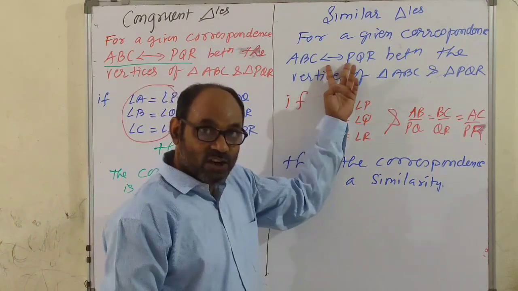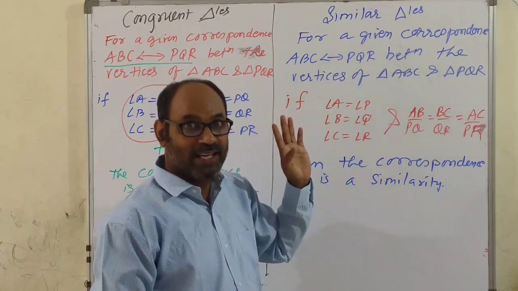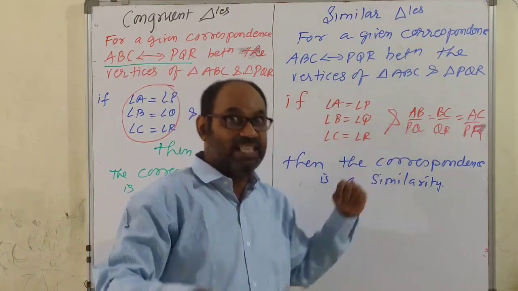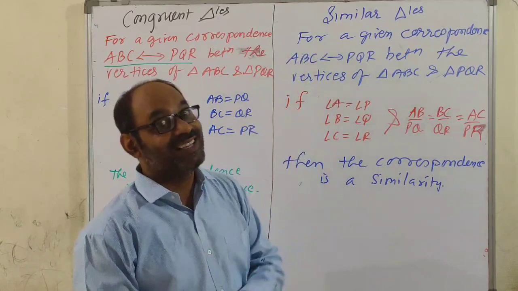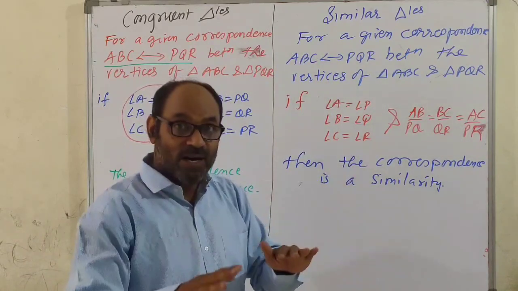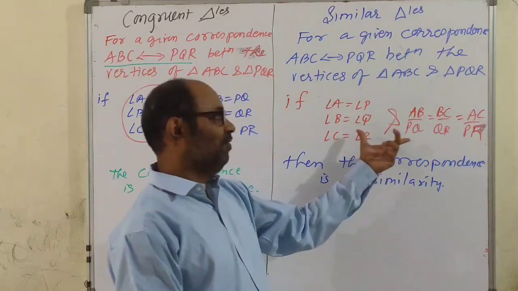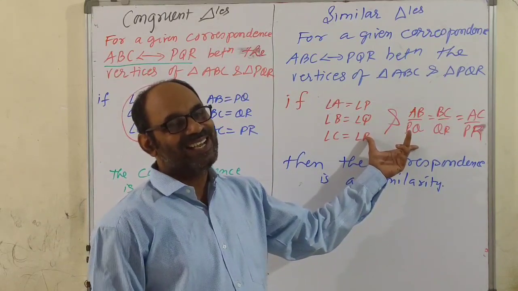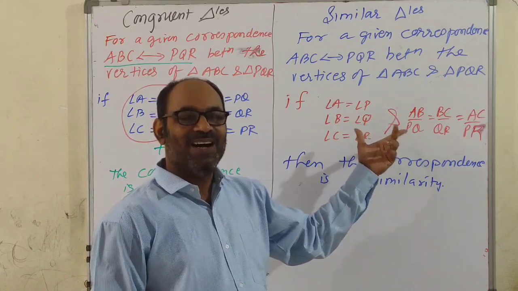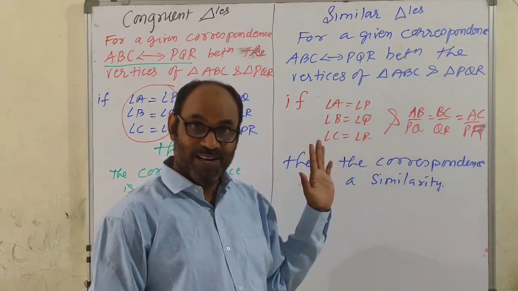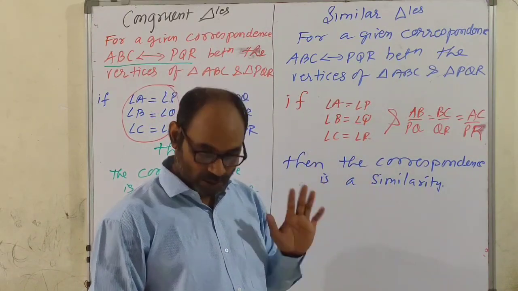Same way, for this correspondence between the vertices of two triangles, if these two conditions are satisfied, then these two triangles are similar. But converse, if this correspondence is a similarity, then we have these two results. Got it, children? Sure? Understood? Fine? Clear to you? Alright.